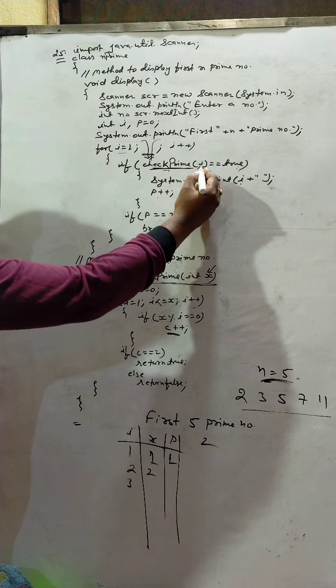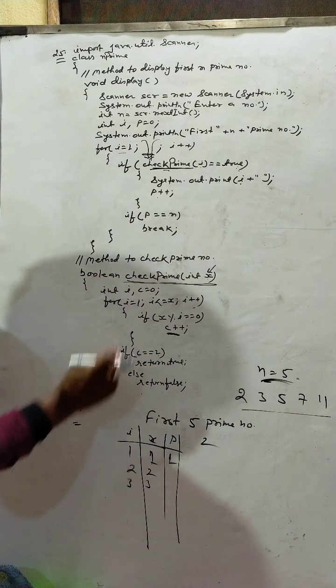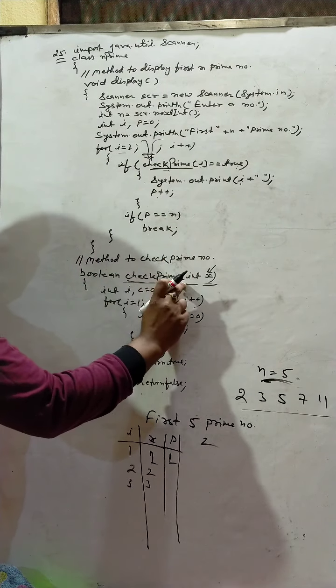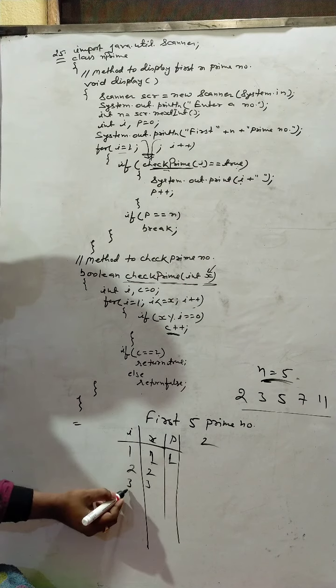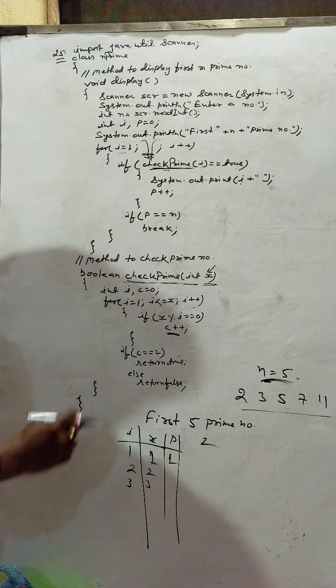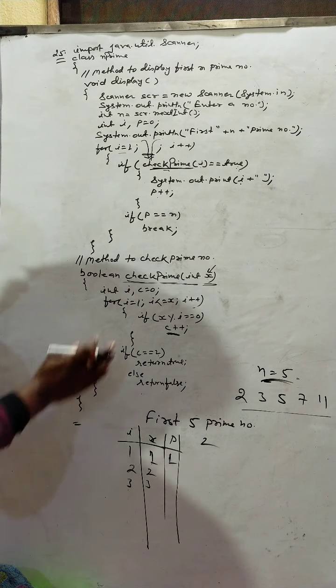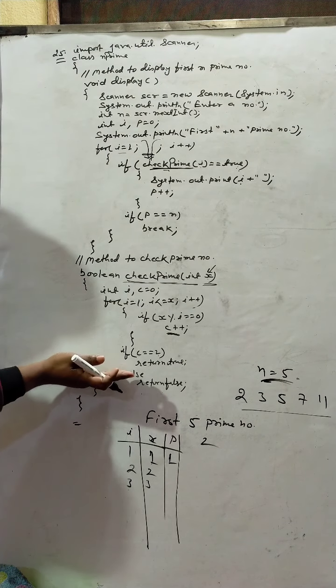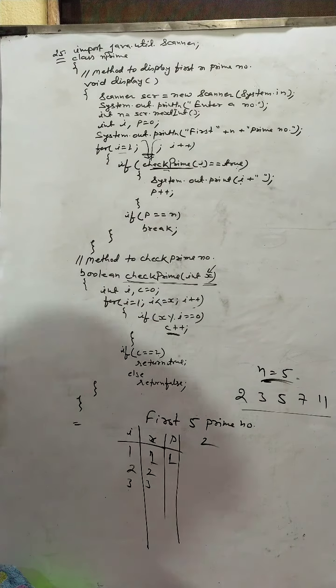This time the value of i is 3, therefore the value of x is also 3. So x is 3. This time the check prime function will check and count the number of factors of 3. We know 3 is a prime number, therefore from here this function will return true.